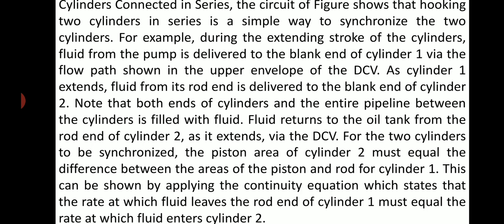As cylinder 1 extends, fluid from its rod end is delivered to the blank end of cylinder 2. Note that both ends of the cylinders and the entire pipeline between the cylinders is filled with fluid. Fluid returns to the oil tank from the rod end of cylinder 2 as it extends via the direction control valve. For the two cylinders to be synchronized, the piston area of cylinder 2 must equal the difference between the areas of the piston and rod for cylinder 1. This can be shown by applying the continuity equation, which states that the rate at which the fluid leaves the rod end of cylinder 1 must equal the rate at which the fluid enters cylinder 2.